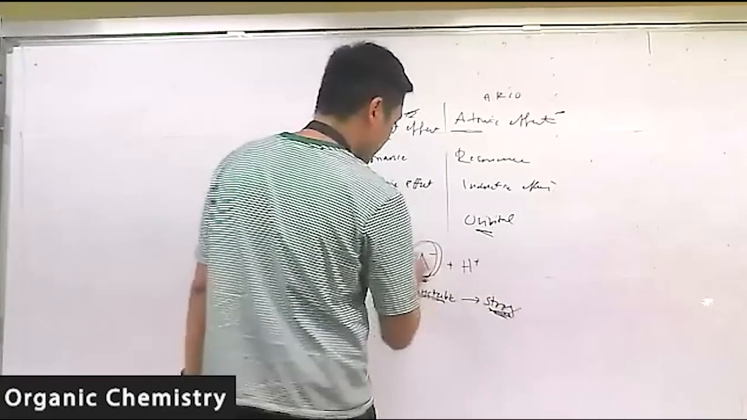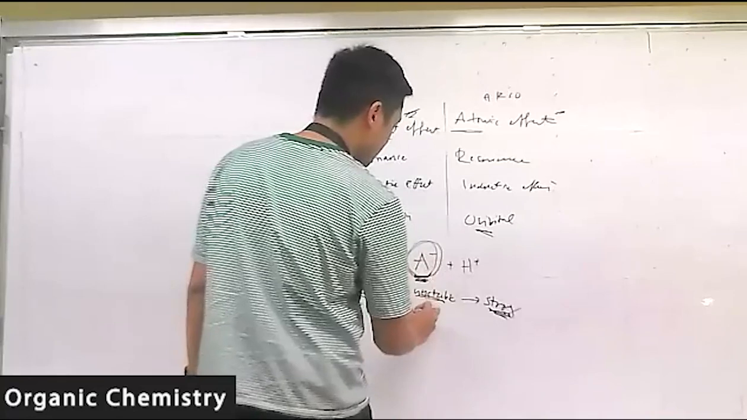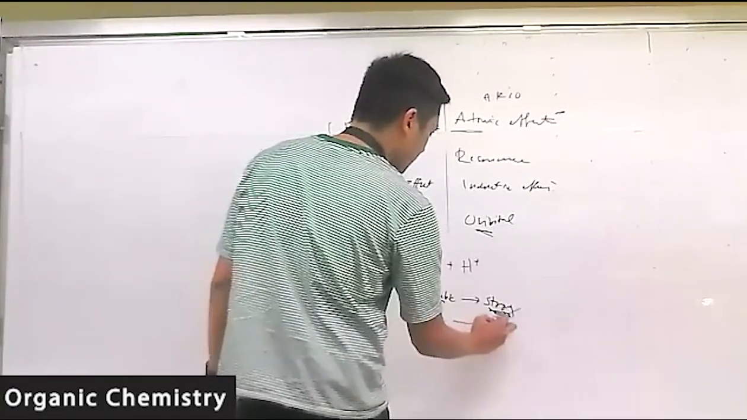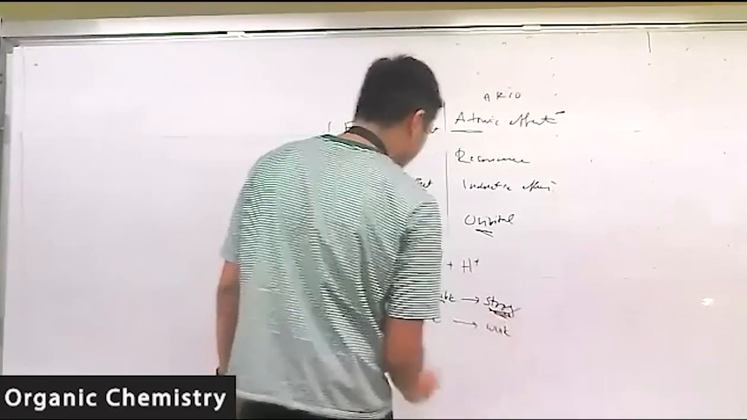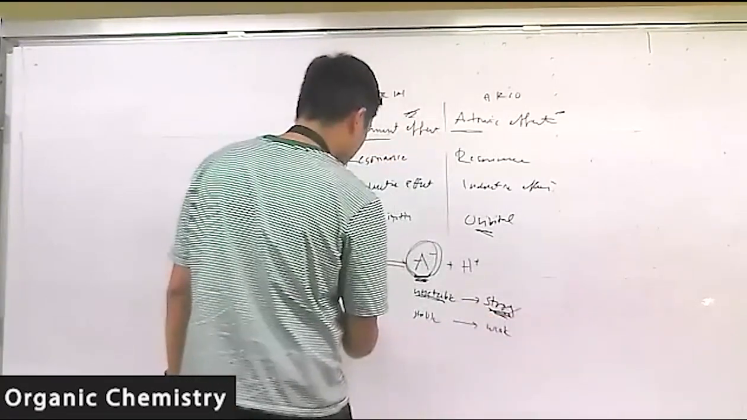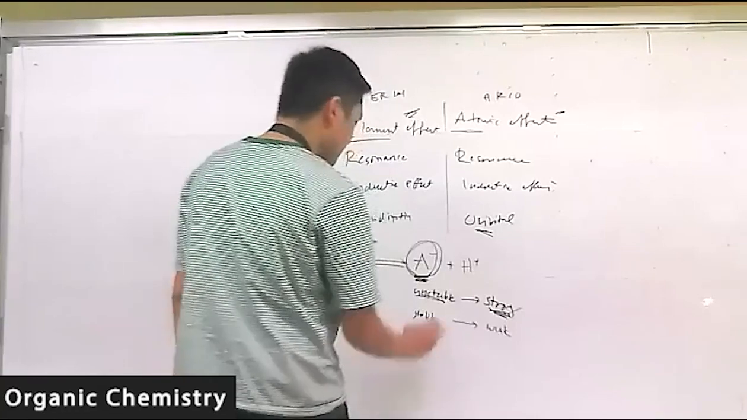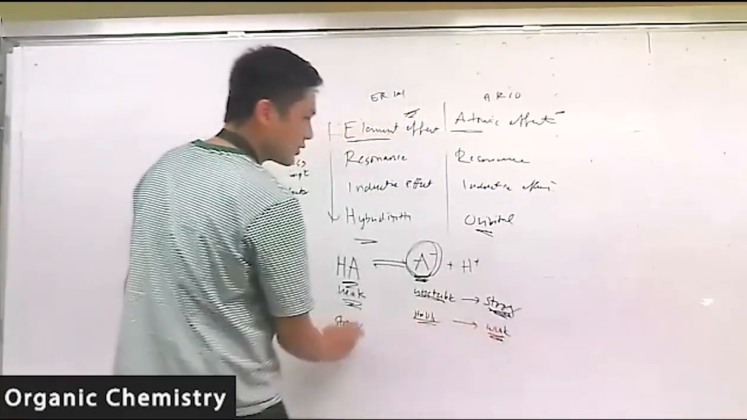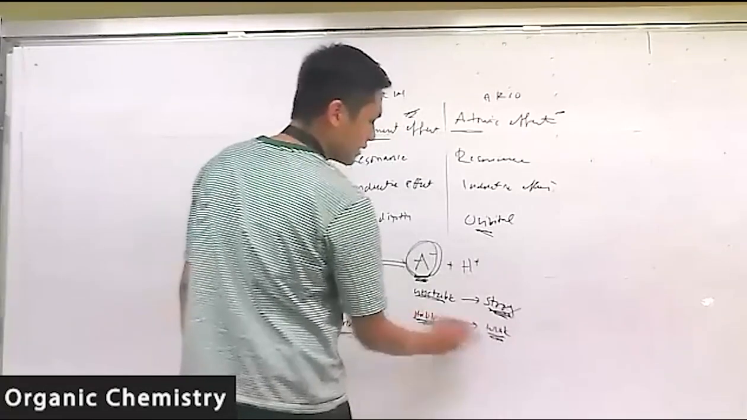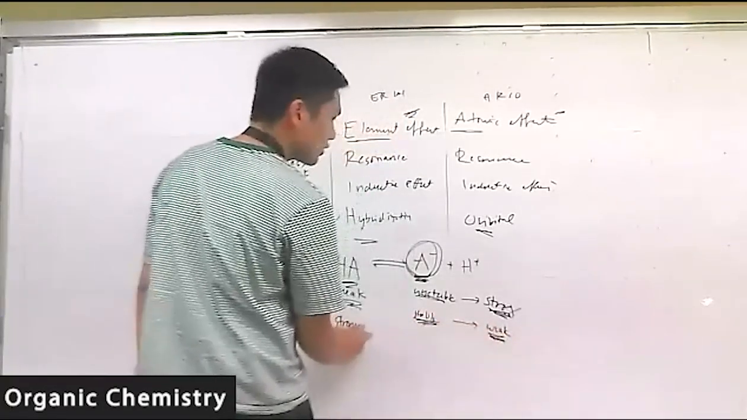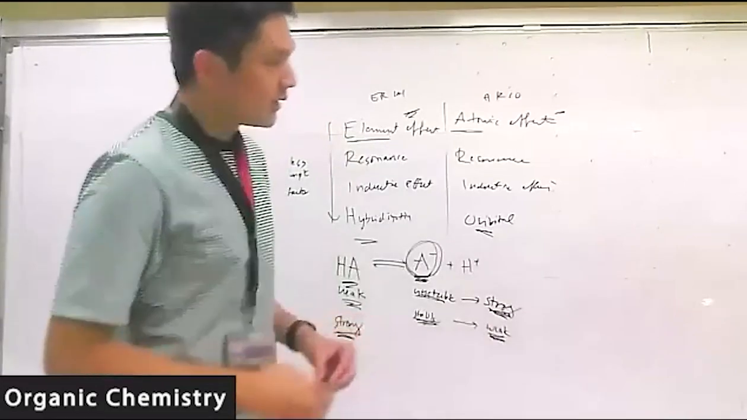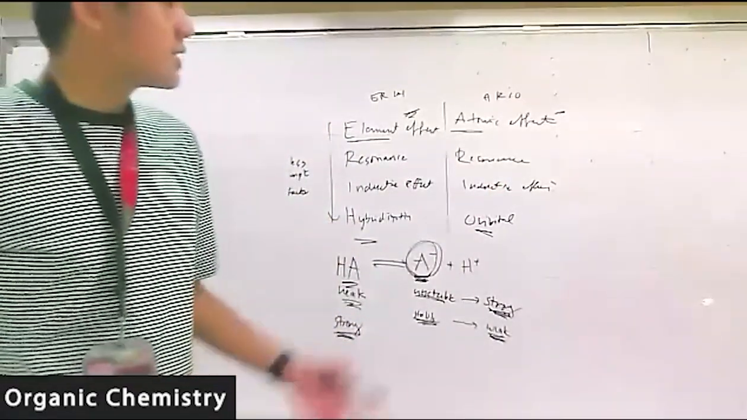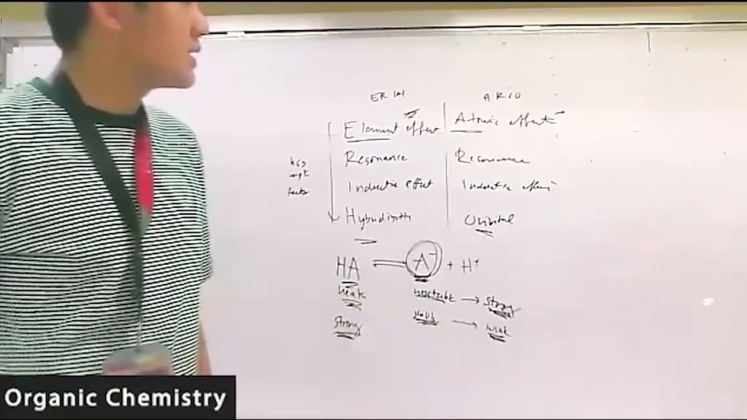If your base, your A minus, is stable, then it is a weak base, and you have a strong acid. Again, stable conjugate base, weak base, strong acid. Stable conjugate base, weak conjugate base, strong acid. Okay? Next slide, please.